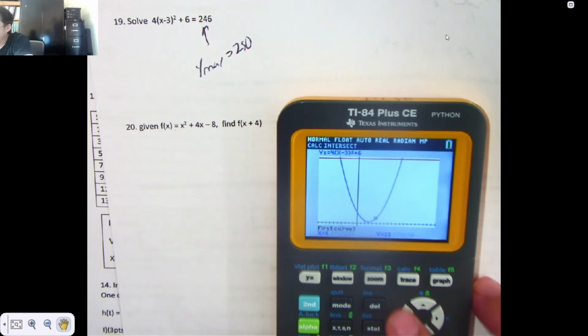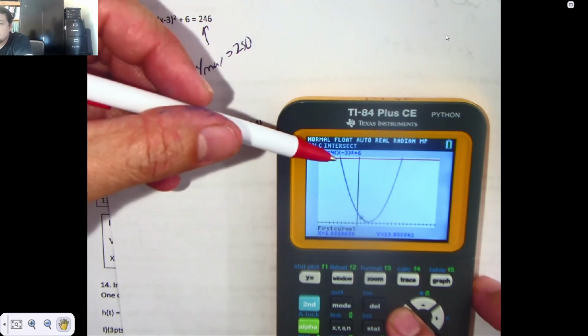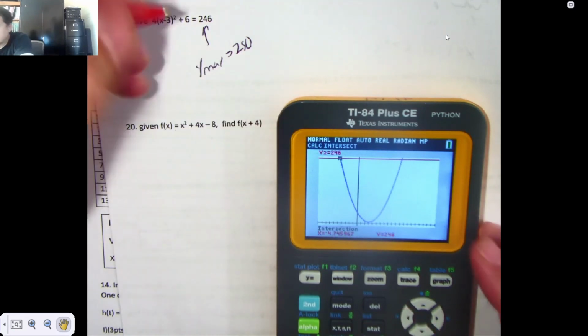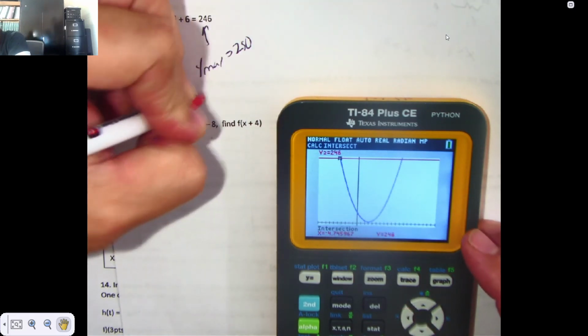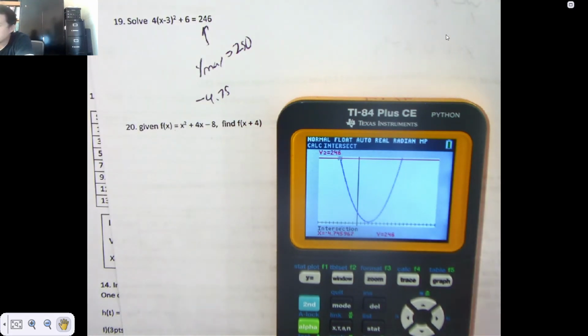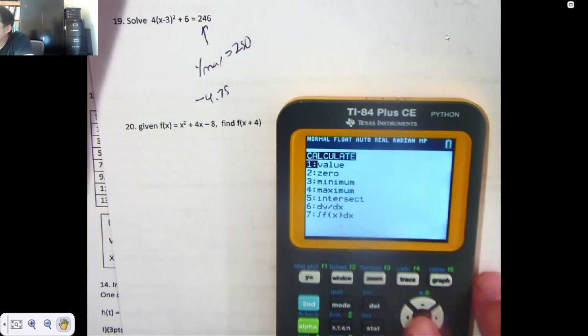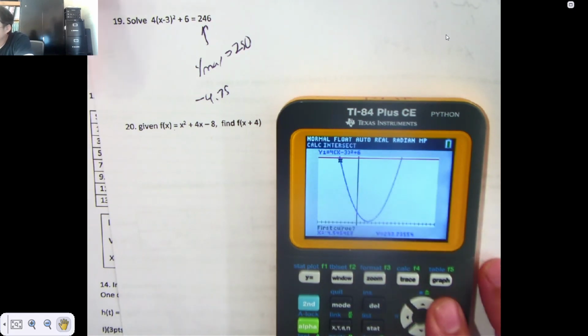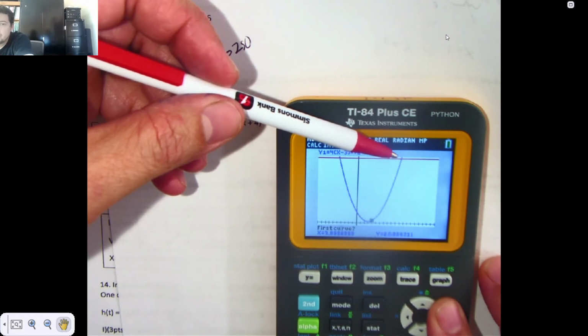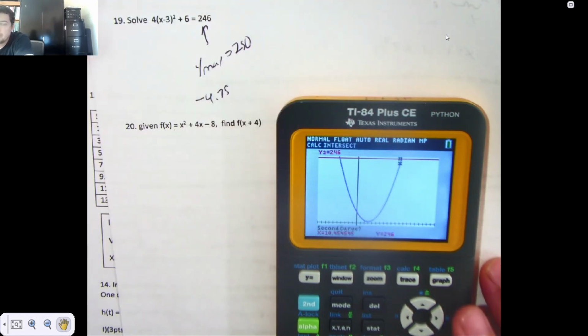And then I can find these answers. Second trace 5. I always go after the left one first. Once you get close, enter, enter, enter. It's about negative 4.75, and you just have to plug in numbers and see which ones are closest. Second trace 5 again. I'm holding that right cursor till I get over that right intersection. I'm going to press enter as soon as I get there. Enter, enter, enter. And about 10.75.